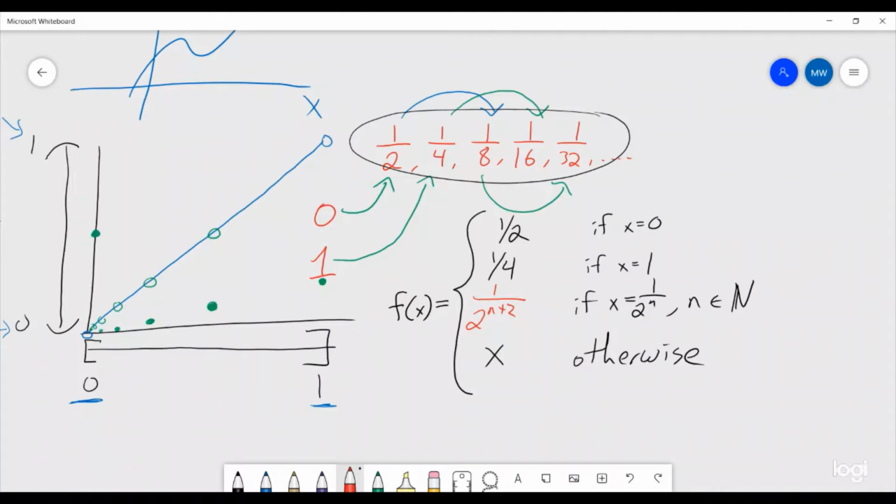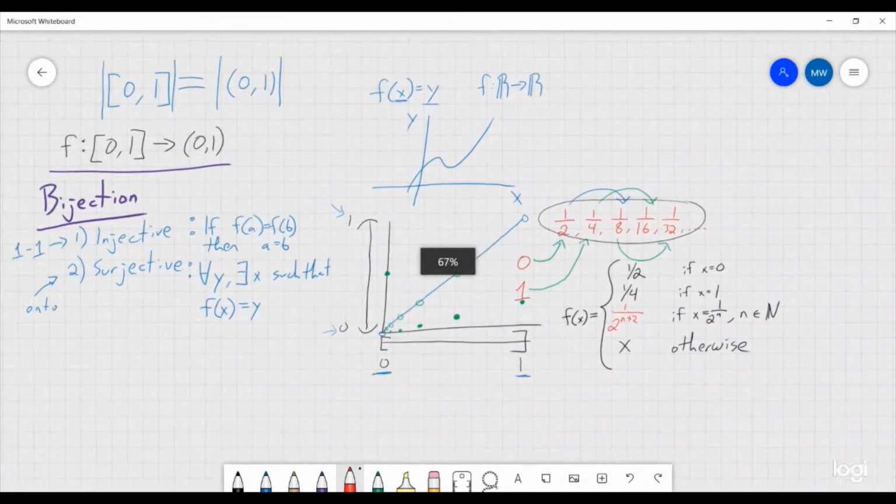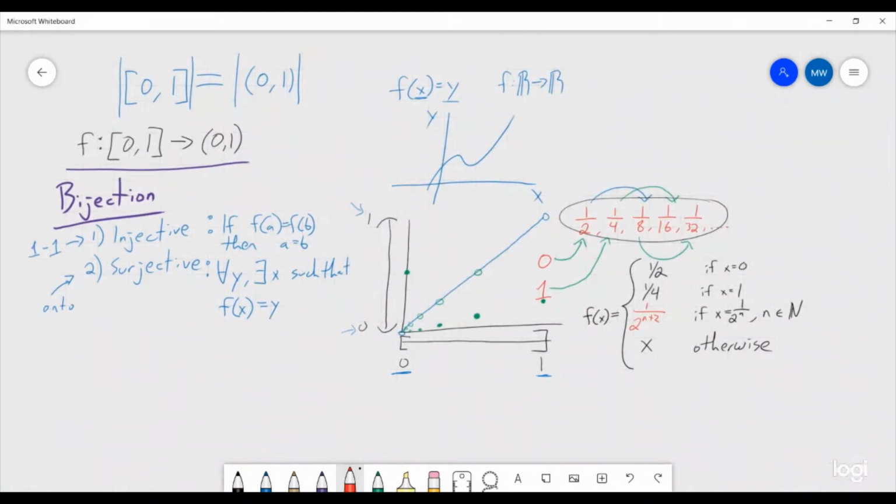Okay, yeah, that makes sense. So this would be our bijective function that we would use to show that these two intervals are actually the same size. So we would use that function, and then we would have to prove it's bijective. So we'd have to prove it's injective, and we'd have to prove it's surjective. But the way we constructed it is going to work out. So that would be the function we would want to use.